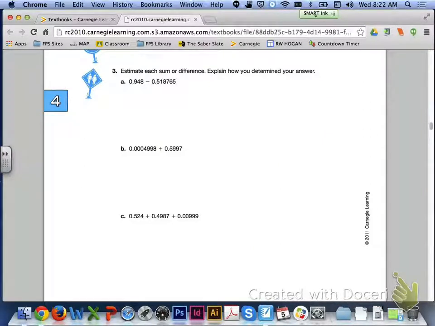Let's go ahead and skip over to page 248 and take a look at number 3. Much like we did with benchmark fractions, we are going to be estimating now with benchmark decimals. So estimate each sum or difference for number 3 and explain how you determined your answer. Your explanation is simply just going to be writing the benchmark decimal underneath the decimal that is given and coming up with your estimated answer. So go ahead and just do letters A, B, and C for number 3 with your group members.